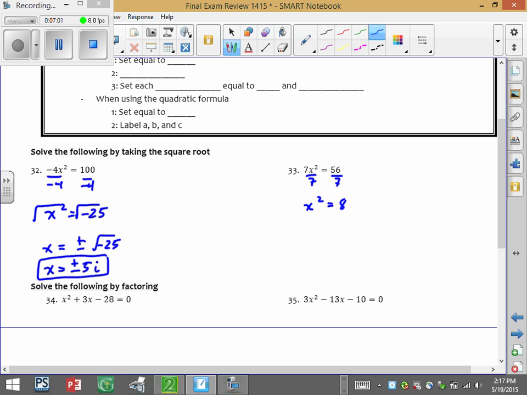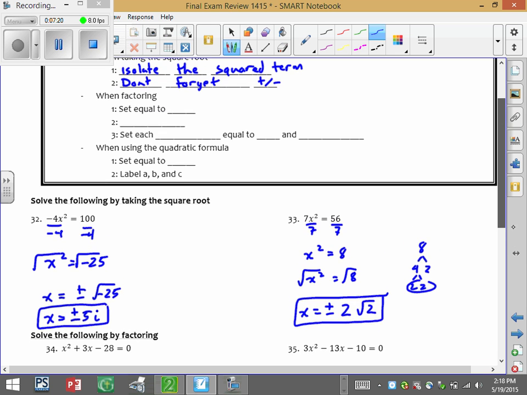Here, divide both sides by 7. So x squared equals 8. So we take the square root of both sides. So with x, that's 8, we can break it down: 4 times 2, 2 times 2, so we can pull out, do the plus or minus, 2 root 2.